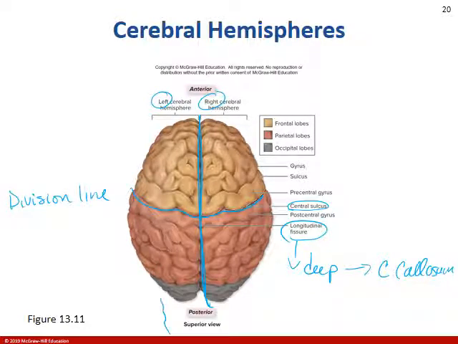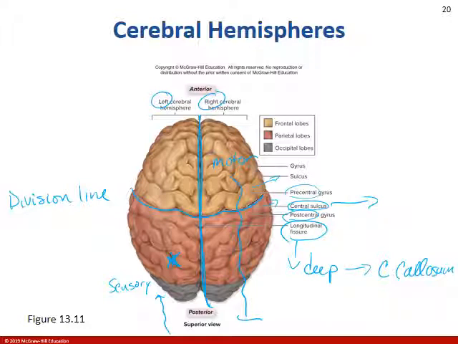So if I'm coming from the spinal cord, I'm delivering sensory information to the posterior portion of the brain. If I'm sending out motor information, it's coming from the anterior portion of the brain. And this central sulcus is that division line. And we'll talk a little bit later about the precentral and postcentral gyrus. These ridges have specific functions that we'll talk about.